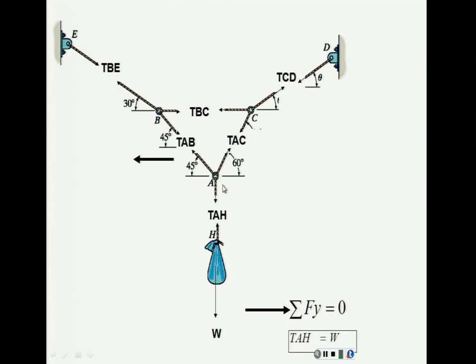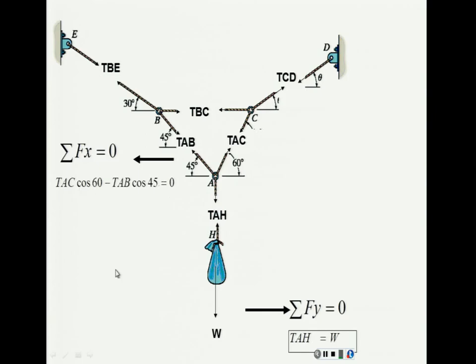So we can go here and say, for example, summation of forces in X equals 0. If we say that, we're going to have the X component of TAB acting to the left. And remember, acting to the left in this case means negative. So it's going to be negative TAB cosine. Why cosine? Because we are looking for the component of the force adjacent to the angle. So it's going to be negative TAB cosine 45 plus TAC sine 60, also adjacent, but this time to the right, equals 0.